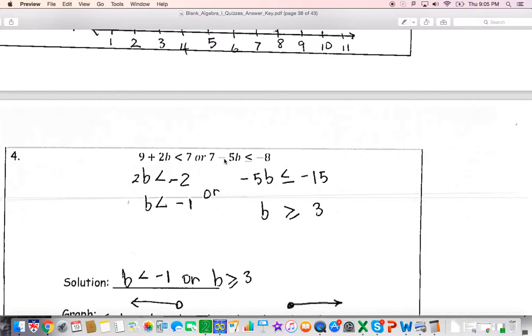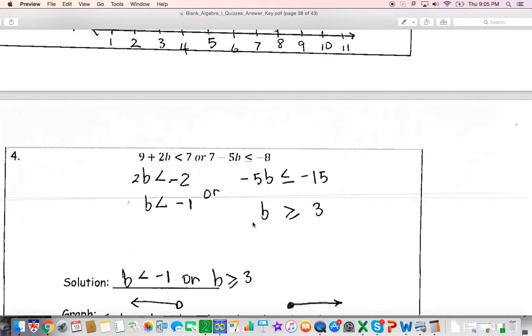We have here 7 minus 5b is less than or equal to negative 8. We're isolating the b, so we subtract 7 from both sides. We get negative 5b is less than or equal to negative 15. And then we can go ahead and divide both sides by negative 5. Again, remember we're dividing by negative 5. We're dividing by a negative number, which means the sign has to change direction. And so b, therefore, is greater than or equal to 3.